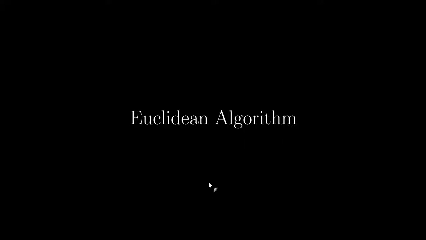In this video, we're going to look at the Euclidean algorithm, which is one method for finding the greatest common divisor or greatest common factor of two integers. Before we jump into the algorithm, let's briefly talk about what a greatest common divisor or greatest common factor is.